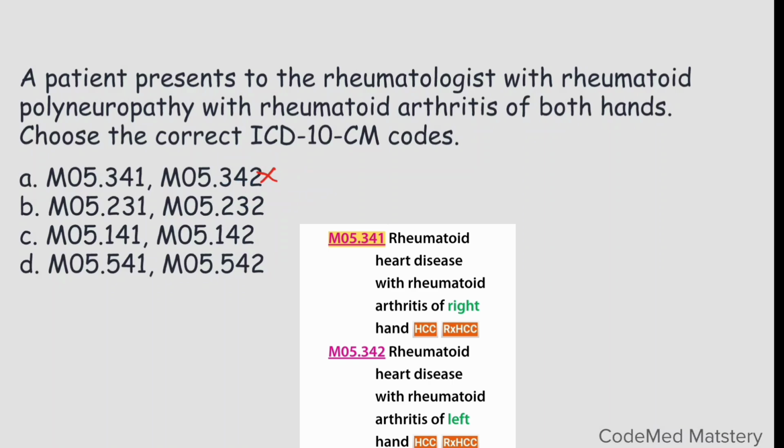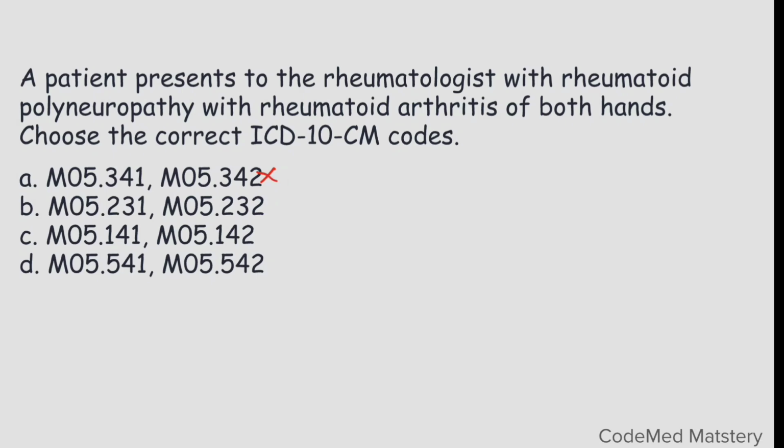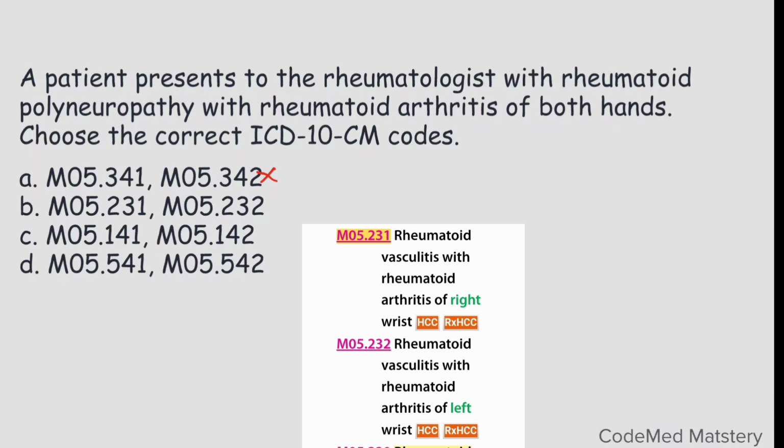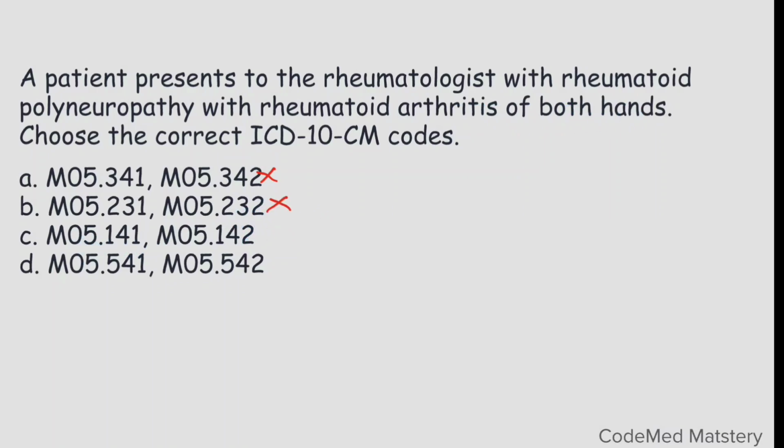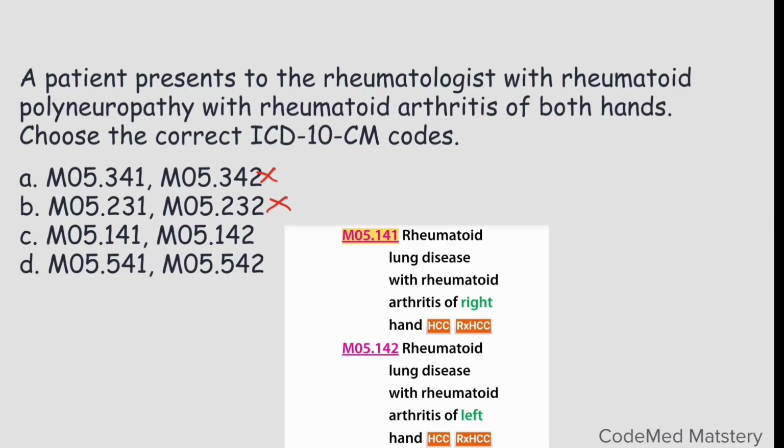M05.342 is for rheumatoid heart disease with rheumatoid arthritis of left hand. That is also wrong. So, option A is eliminated. Coming to option B, M05.231, that is for rheumatoid vasculitis with rheumatoid arthritis of right wrist. So, that is not matching with the scenario. So, we'll eliminate option B. Coming to option C, M05.141, which is for rheumatoid lung disease with rheumatoid arthritis of right hand. So, that is also wrong. In the scenario, they have mentioned rheumatoid polyneuropathy, not rheumatoid lung disease. So, eliminate option C.